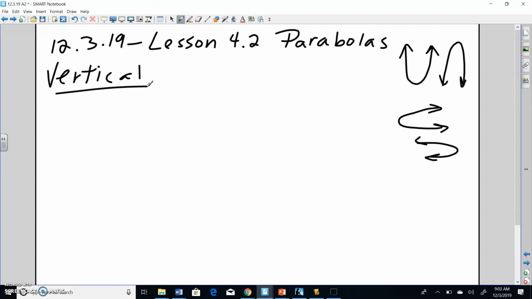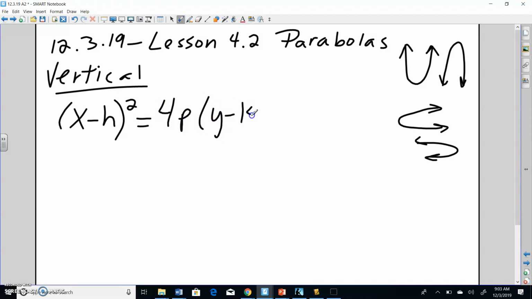So the standard form of a parabola that is a vertical parabola, meaning it opens up or down, is going to be this: x minus h squared equals 4p times y minus k. And what you see, again, we see h, k. We saw that with the equation of a circle, so that's going to have some value to our graph.